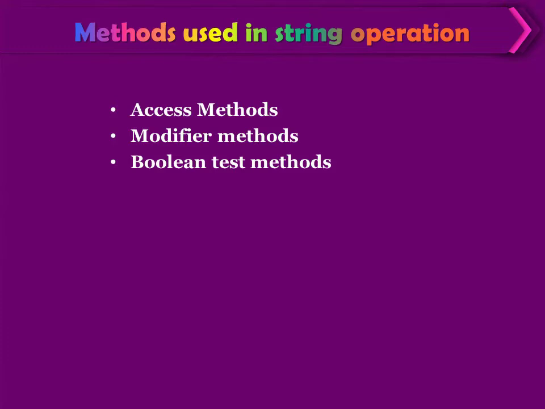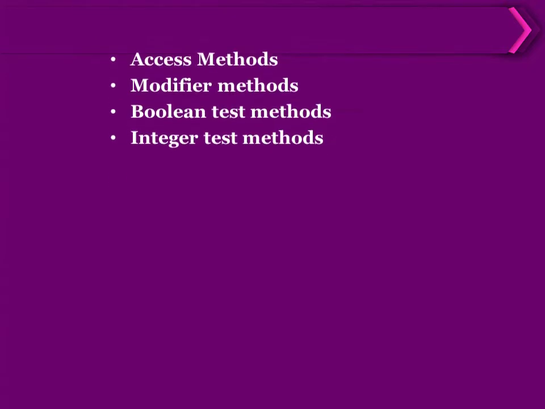Next, Boolean test methods. Simply, they return true or false. Integer test methods. They return only an integer value.